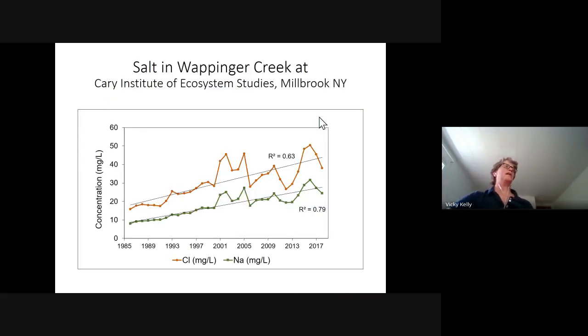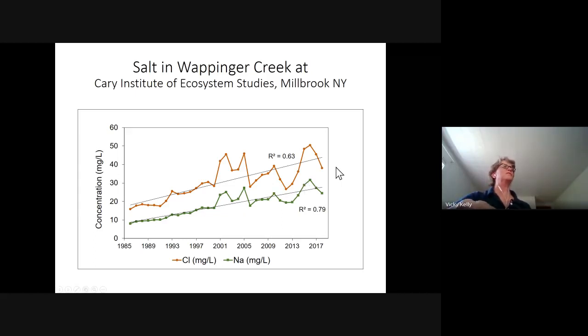So what do we know about what's happening in our own backyard? Since 1986 at Cary Institute, we've been collecting stream water samples from the stream that runs through the property. It's called Wappinger Creek. And this is a plot of the annual average concentrations of sodium and chloride in the stream. You see a steady increase over time in the concentrations.